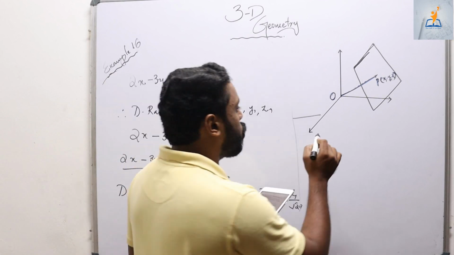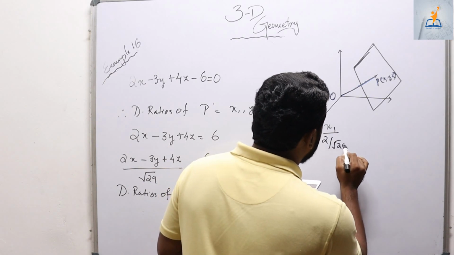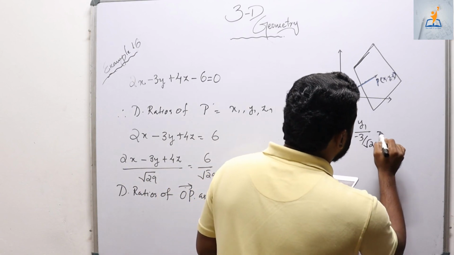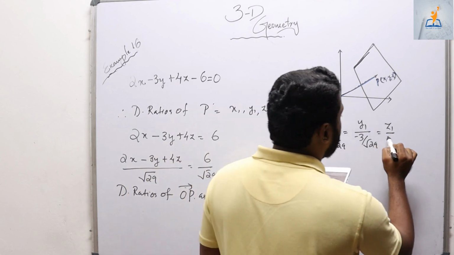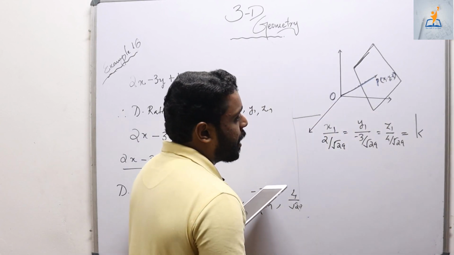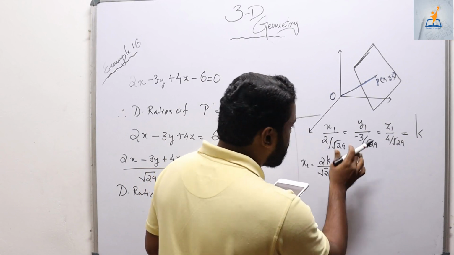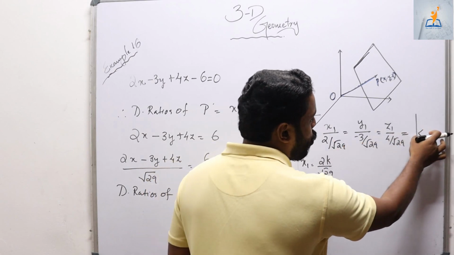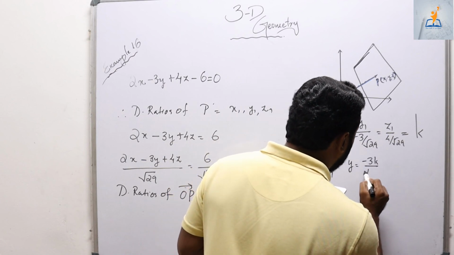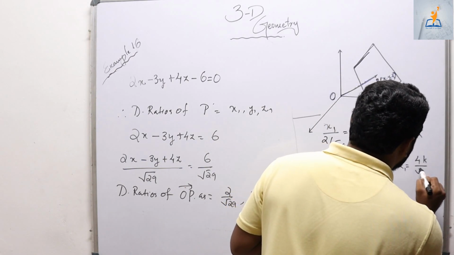We learned it, right? So we have x1 divided by 2 by root 29 is equal to y1 divided by minus 3 by root 29 is equal to z1 divided by 4 by root 29 is equal to a real constant, say k. Now therefore we can have x1 is equal to 2k divided by root 29. See, x1 by 2 by root 29 is equal to k. Therefore we have x1 is equal to this, y1 is equal to minus 3k divided by root 29 and z1 is equal to 4k divided by root 29.